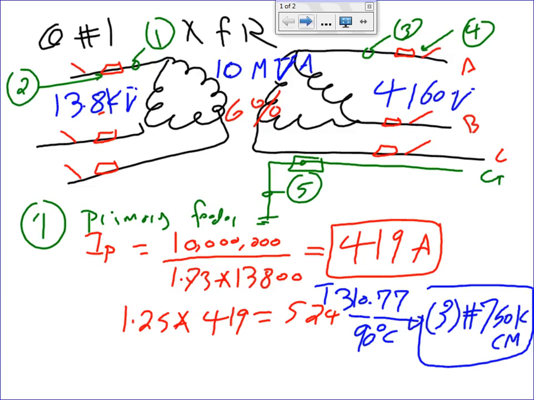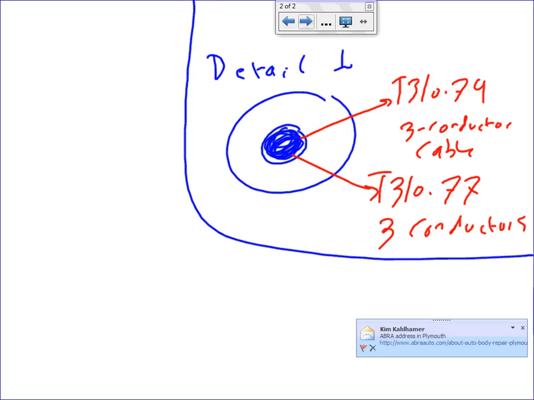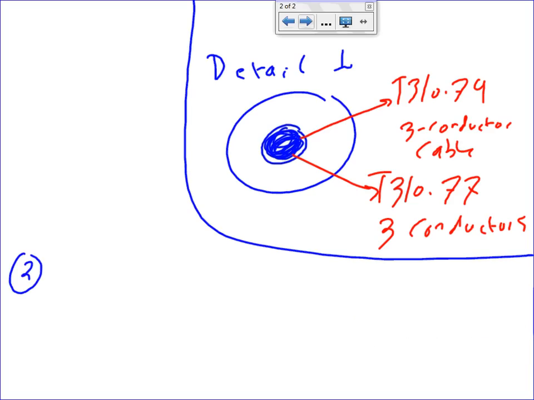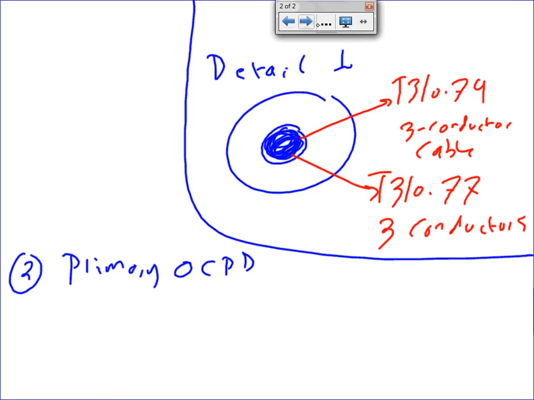All right, so coming here, guys. So let's go do two. Let's keep this detail here. And I'm going to do number two. What did we say number two? Number two is overcurrent protection device. Primary overcurrent protection device. What was the size first? What was the size that we came up with? 419. So I have 419.